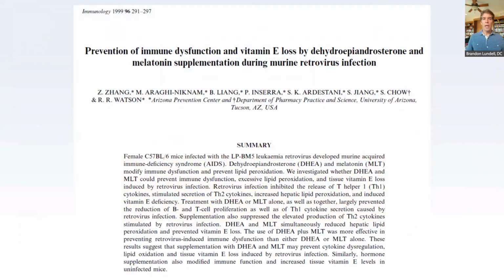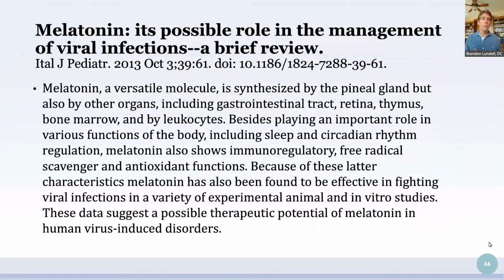Another: DHEA actually prevents vitamin E loss, and melatonin does as well in the lungs. So he was having this chronic lung issue post-COVID, and of course we see why it really affected him and others much more. So next. And these principles can be applied to all of our patients.